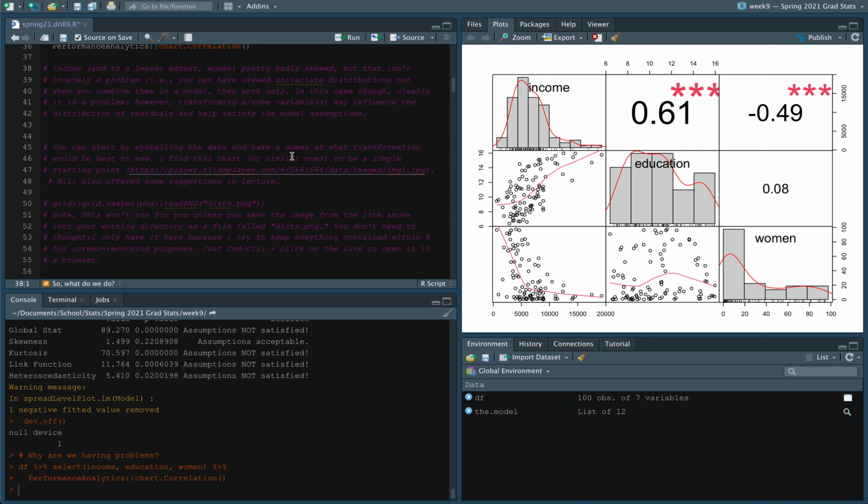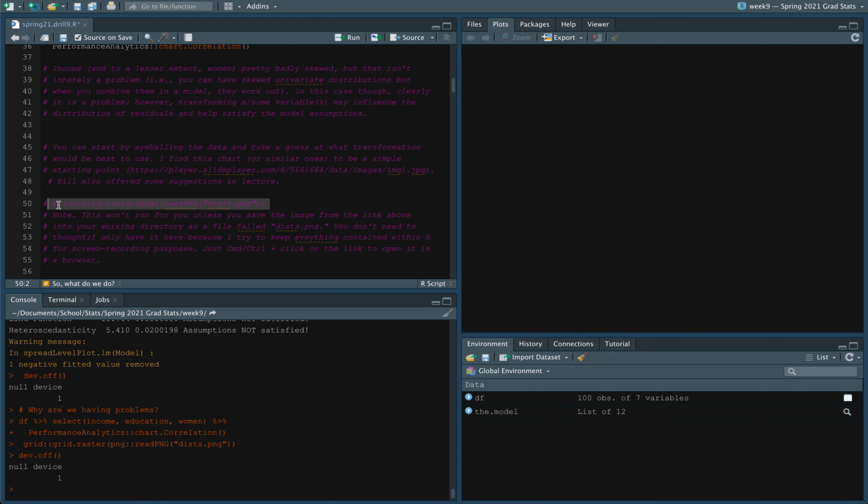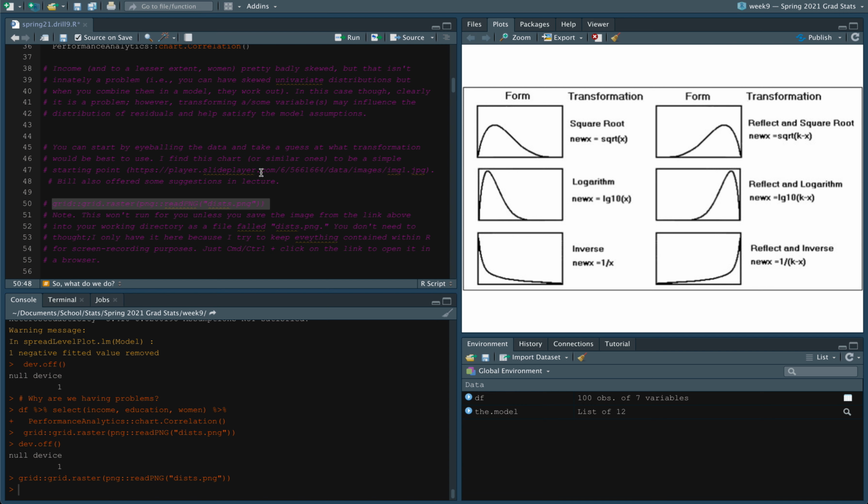You can start by eyeballing the data just like this to take a guess at what transformation might be best to use. Here's a link to a real simple chart that I've used before, and here it's this image. Rather, I need to clear out my plots, and so it's this link.